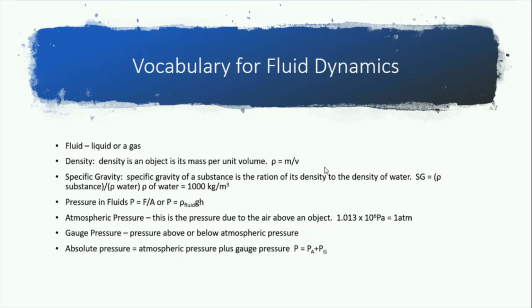Then specific gravity, you probably haven't talked about before. Specific gravity compares the density of one object to the density of water, and it's the ratio between those two numbers. So you'll see the equation for it here. Specific gravity equals the density of a substance divided by the density of water. And I gave you that the density of water is 1,000 kilograms per meter cubed.